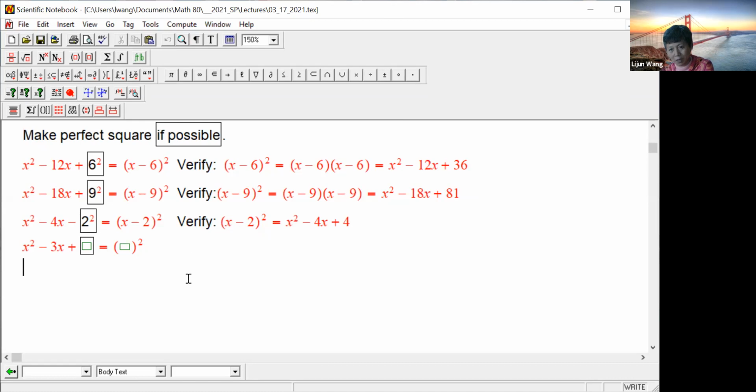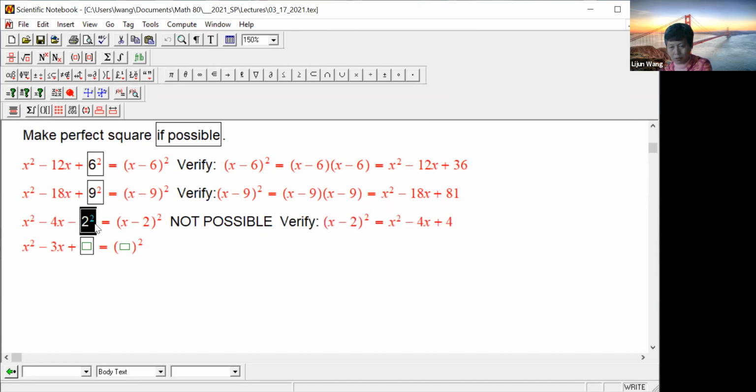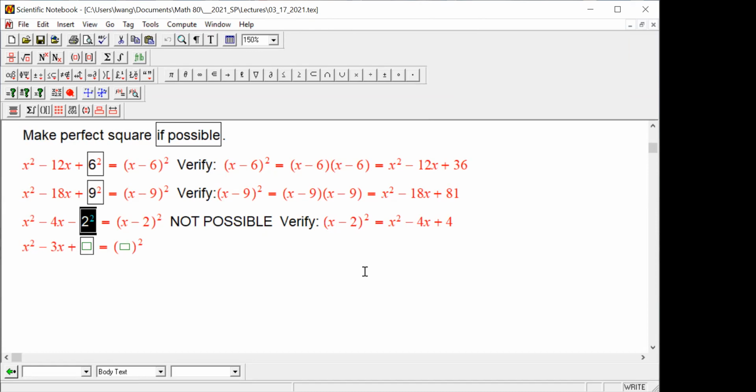This case is impossible. That's why I have the words "if possible." Sometimes it's not possible. When you subtract, you will never make a perfect square. So not possible. You can verify all you want. You can try any number you want. Just by subtracting, you never make it. Is that clear? Everybody? You can keep trying, okay?